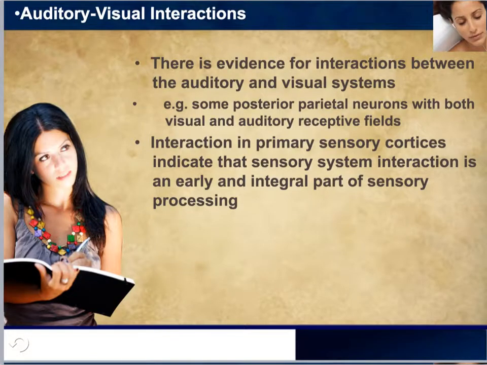The auditory and the visual systems interact at various points. There is evidence that suggests that the interactions between the auditory and visual systems are an indication of an early and integral part of sensory processing as a whole.